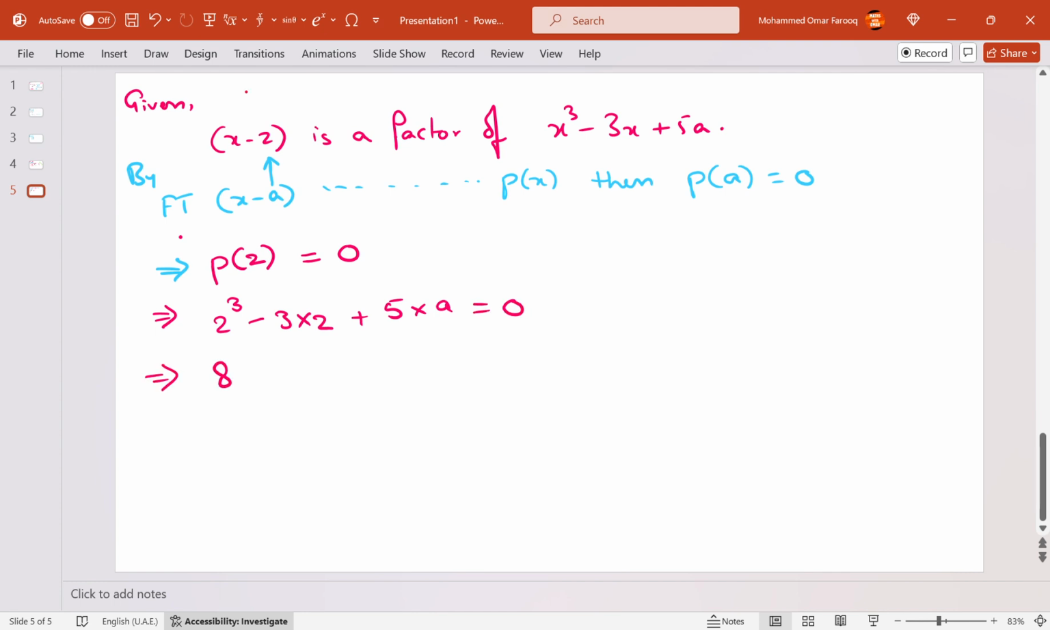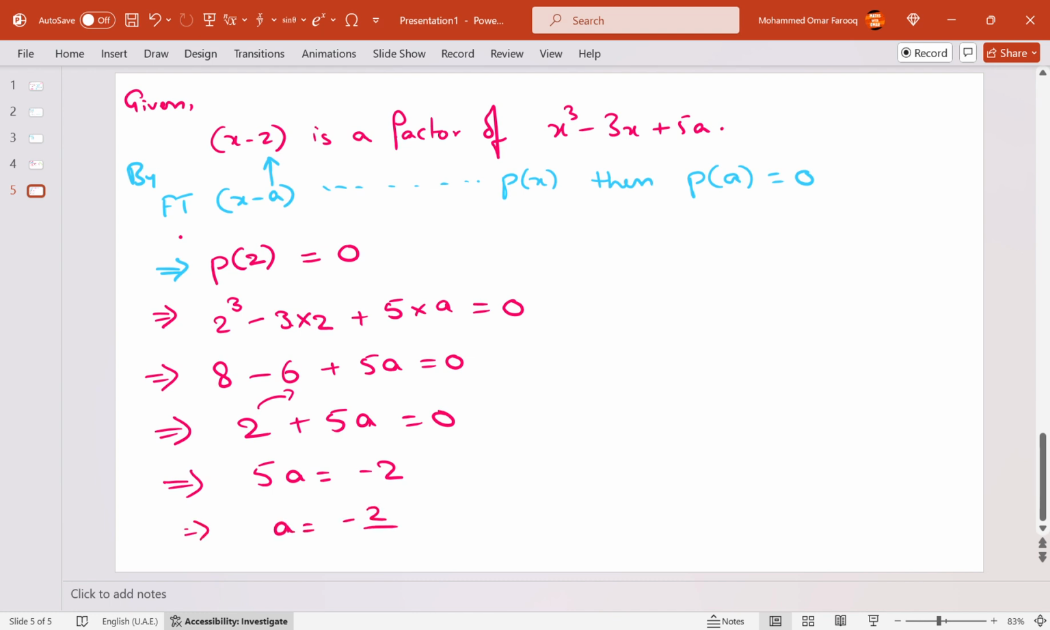What is 2 cube? 8 minus 3 twos are 6 plus 5a is equal to 0. 8 minus 6 is 2, so 2 plus 5a is equal to 0. Students, please remember 2 plus 5a is not 7a. 2 is a constant and 5a is a variable term. So transpose 2 to the right hand side: 5a is equal to minus 2, which implies a is equal to minus 2 by 5. Got it?